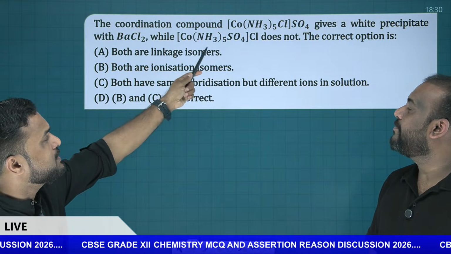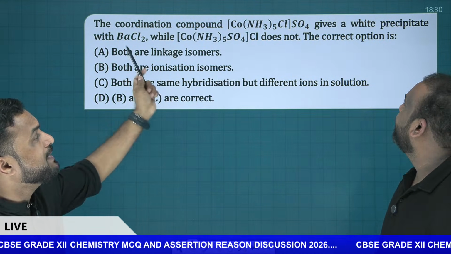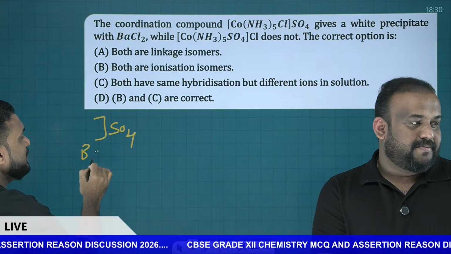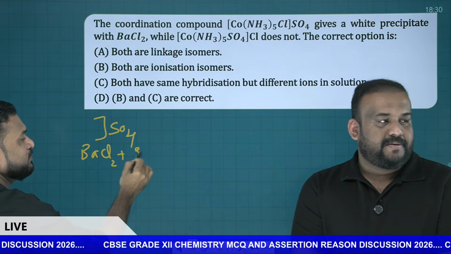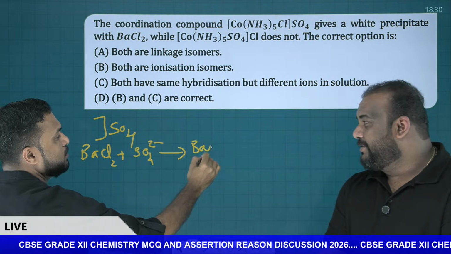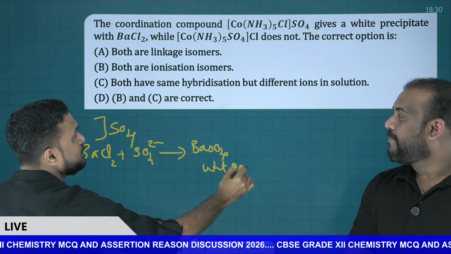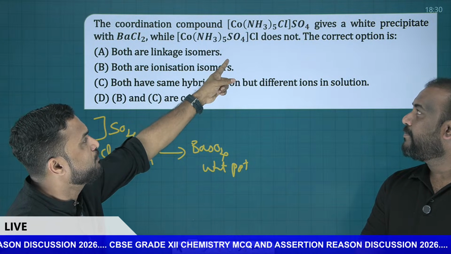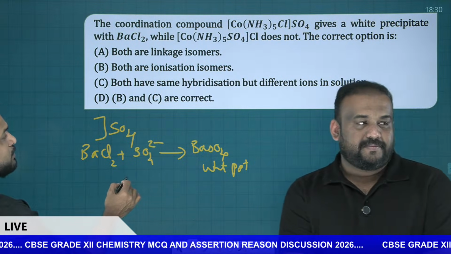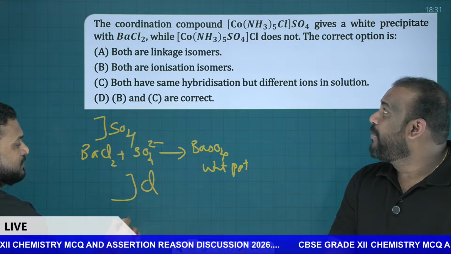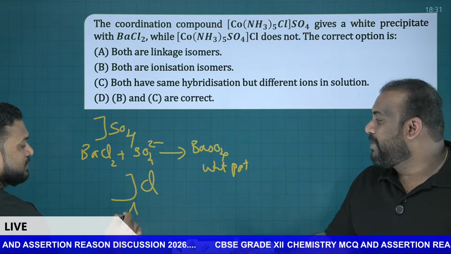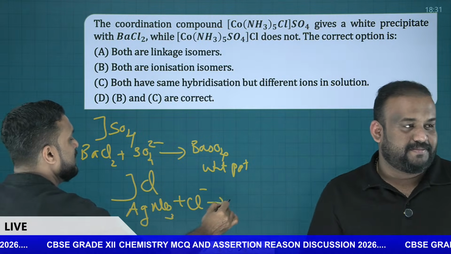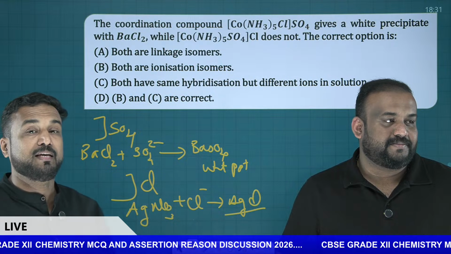See, the coordination compound [Co(NH3)5Cl]SO4 gives a white precipitate. You know that when SO4 is outside the coordination sphere, BaCl2 can definitely react with it. BaCl2 reacting with SO4 2-, you will get a precipitate of BaSO4, no doubt, that is a white precipitate. So white precipitate with BaCl2, correct. In the same way, [Co(NH3)5SO4]Cl does not give it, because the Cl is outside the coordination sphere. The counter ion is chloride, but sulfate is inside, so it will not react with BaCl2. For the precipitate, you should add excess AgNO3. AgNO3 plus Cl-, AgCl will come. That is also a white precipitate, but AgNO3 should be added.